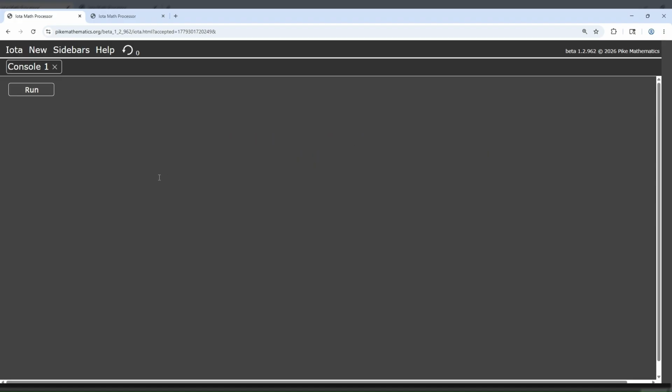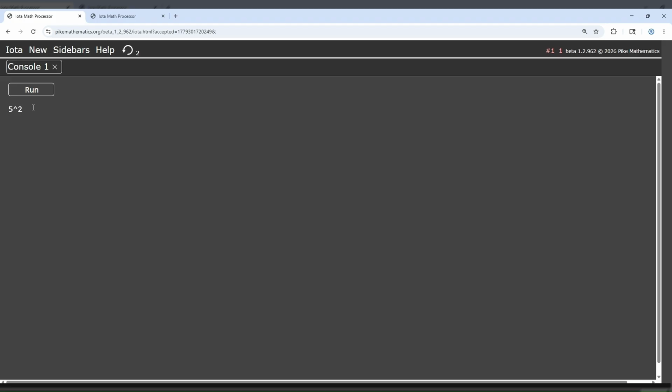And now we are in what we call the console. The console is where you can do a variety of calculations. So we'll ask the system to do something basic. What is 5 squared? I'll hit run. There you go. 5 squared is 25. But let's try something a little more interesting.